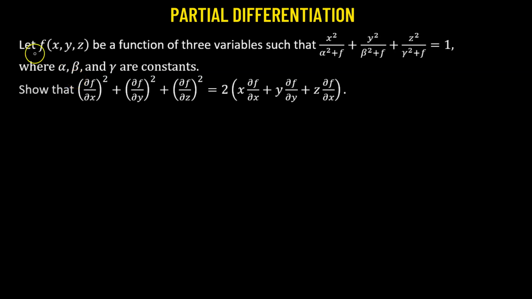So here we have a function f of three variables x, y, and z, and we are given with this particular expression where alpha, beta, and gamma are constant. We need to show that the following equation holds true.